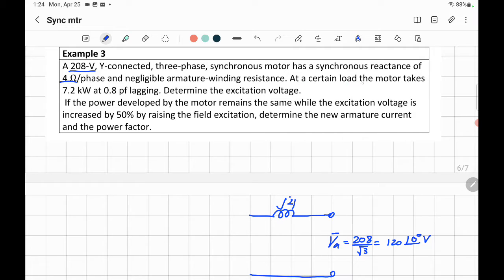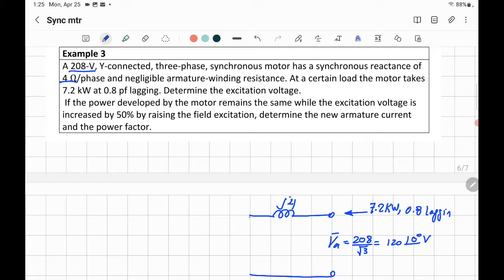At a certain load, the motor takes 7.2 kilowatt. Takes means that the stator, or the armature, is consuming 7.2 kilowatt at 0.8 power factor lag. All right, what else? That's it.